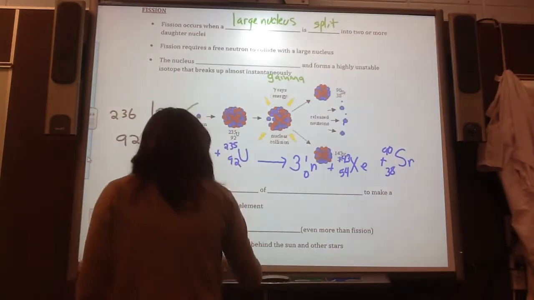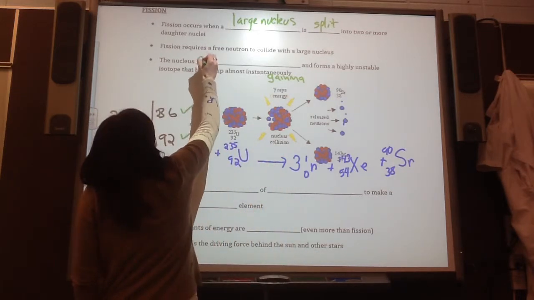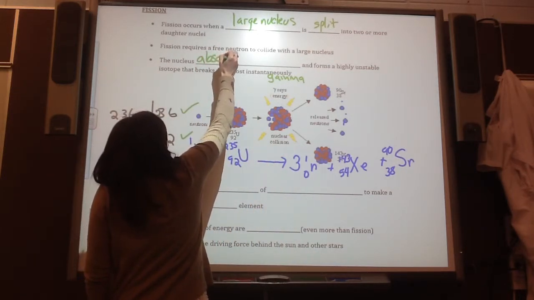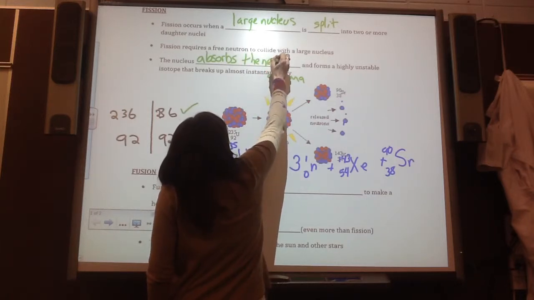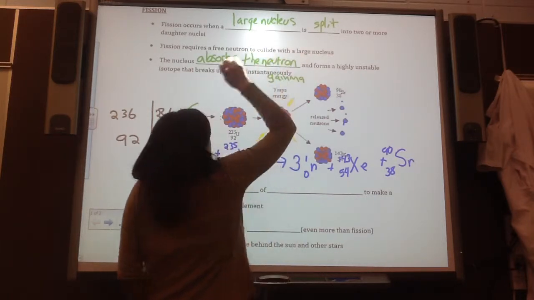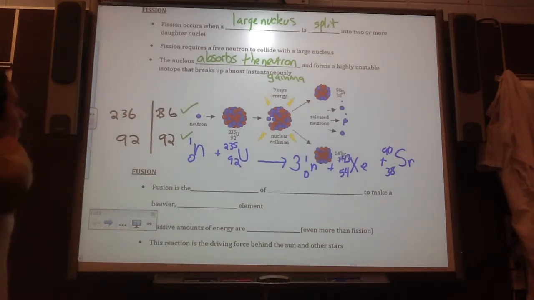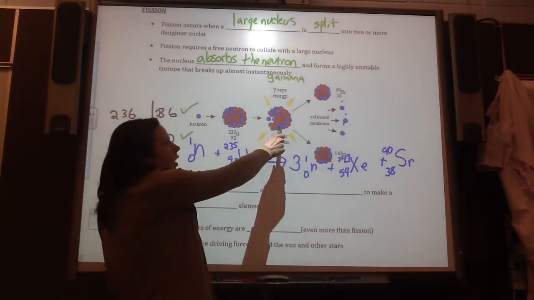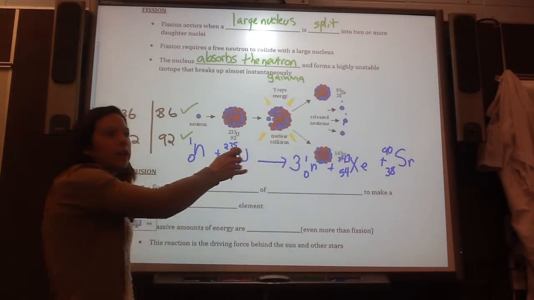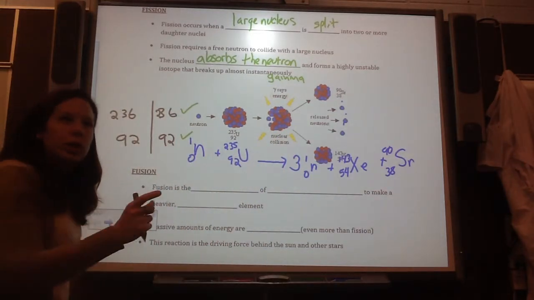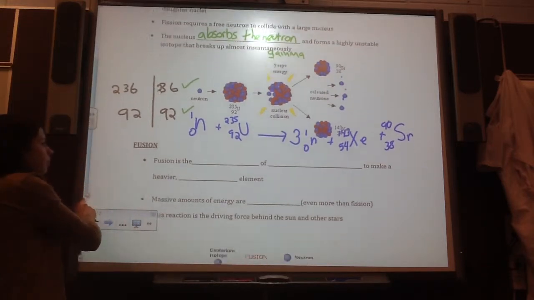Oh, sorry. The nucleus absorbs the neutron and forms a highly unstable isotope that breaks up almost instantaneously. So when it's talking about the highly unstable isotope, it's that. Okay? It's like the transition state almost kind of thing. You want to think about it like that.